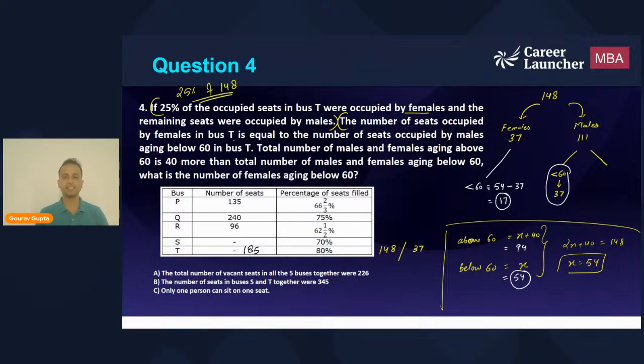Now let's see what actually they're asking. They're asking what is the number of females aging below 60. So number of females aging below 60 will be equal to 17. So 17 should be the correct answer of this question. Sandeep and Krishi and Meghadri, all three of you have given a correct answer. Nice. I'm sorry for a small error in the question, but other than that, everything is fine.